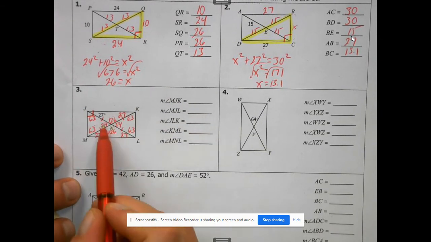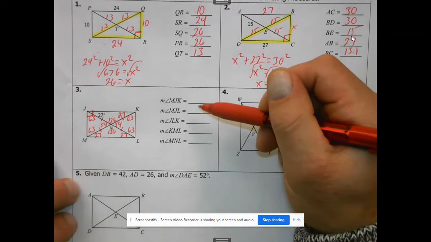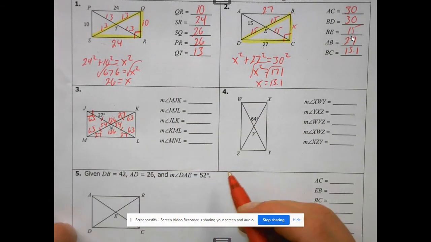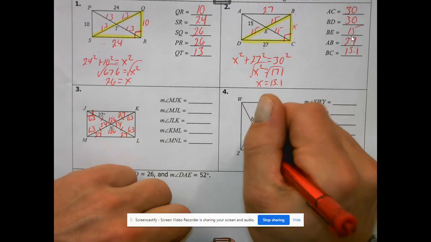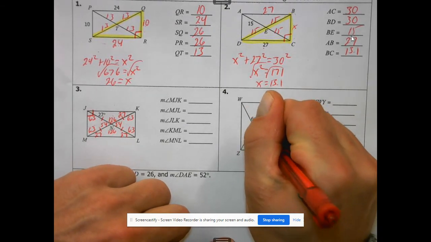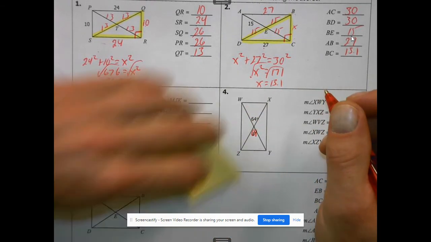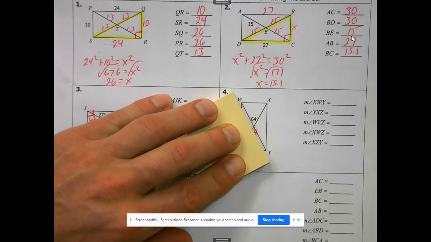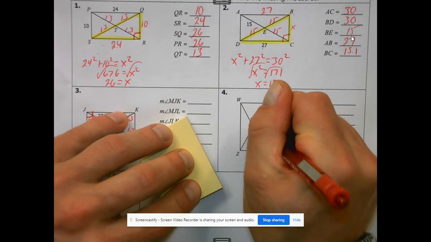54. Remember, vertical angles are congruent. You can fill this in if you want to, guys, but we have all the angles filled in right now. Number 4, same thing. Let's do the vertical angles first. That guy would be 64. Angles on a straight line have to add up to 180. So 180 minus the 64 comes out to be 116.